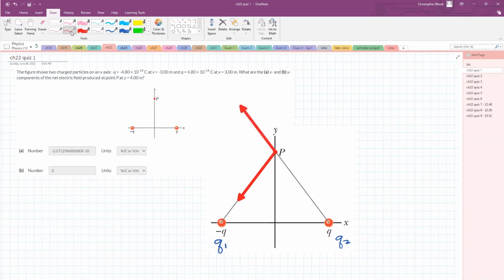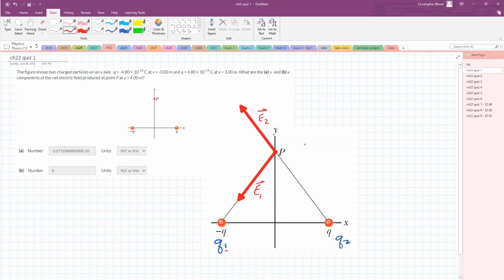Let's label this. This is E1. This is the electric field at point P due to source charge 1. This gets labeled electric field 2. This is the electric field that exists at point P due to source charge 2. These are vectors. So let's make sure we give them a vector symbol. These are vectors, so all vector operations apply. And we're going to do that now.